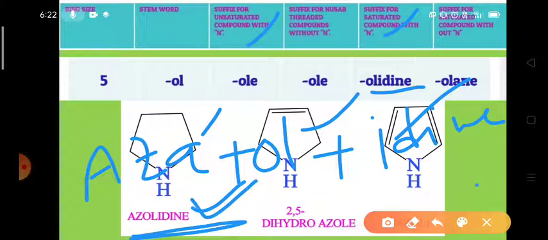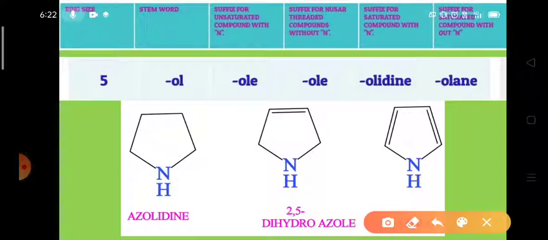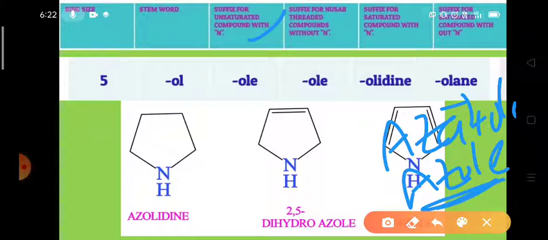And for the unsaturated one, we have to follow this one, so it is azole, aza plus ol, azole, so it becomes azole. The trivial name for that one is pyrrole, but the systematic name is azole.